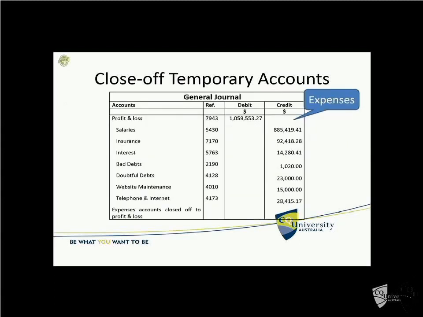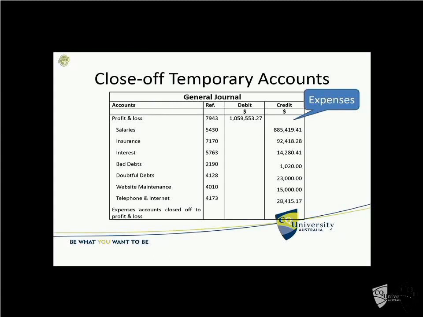Then we do the same to expenses. We empty out all the expense accounts. I've sort of made up some numbers here. Salaries, insurance, interest, and so forth. And we empty all those expenses out to zero. That means we credit them because an increase in expense is a debit. So we credit them, and then we debit the profit and loss account.